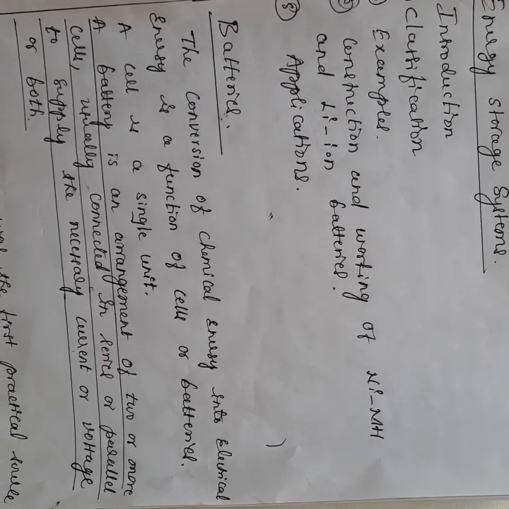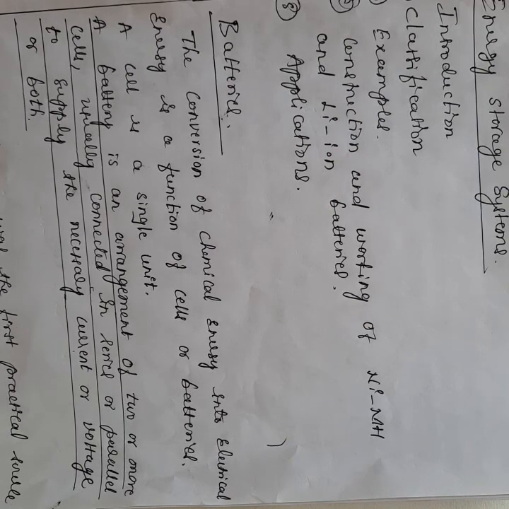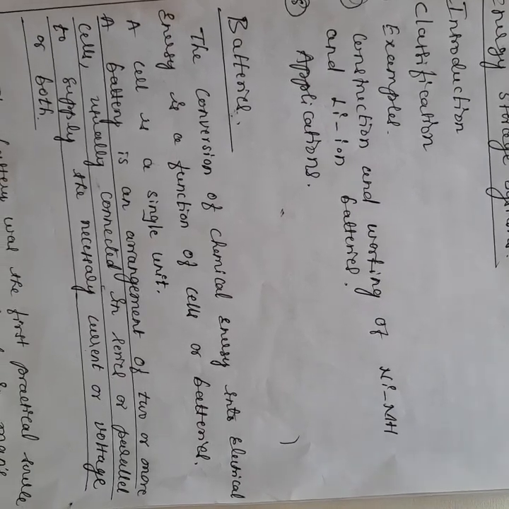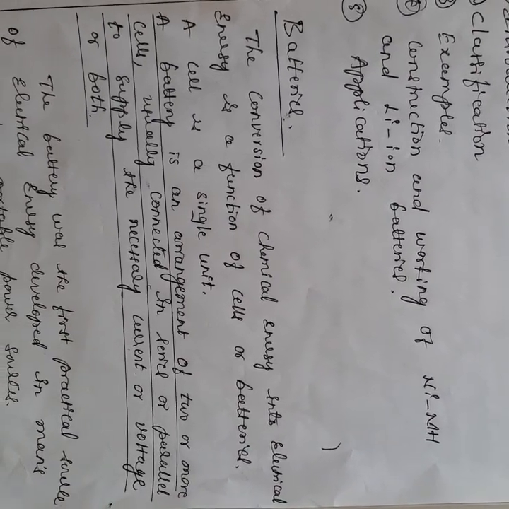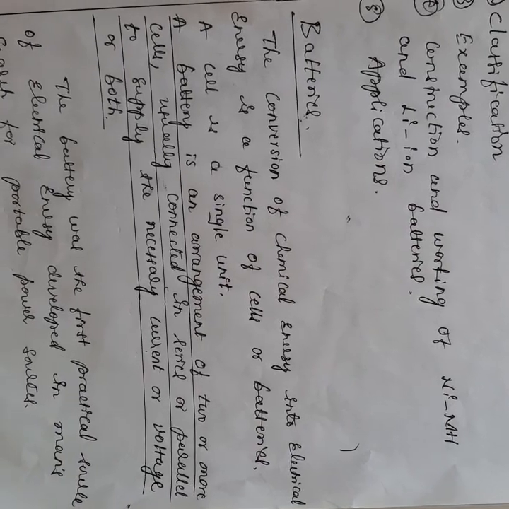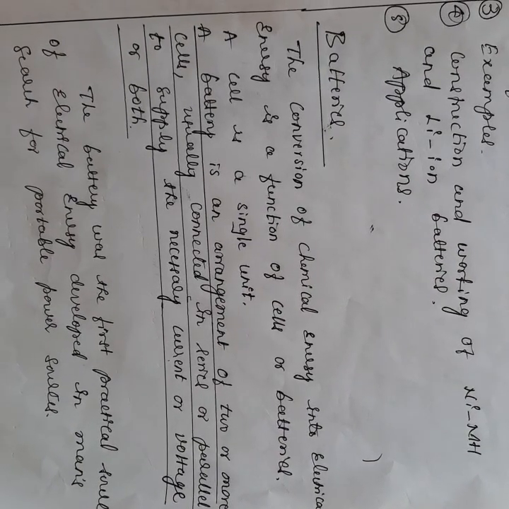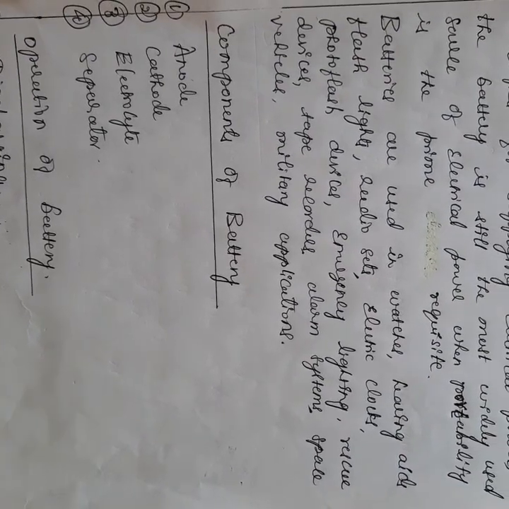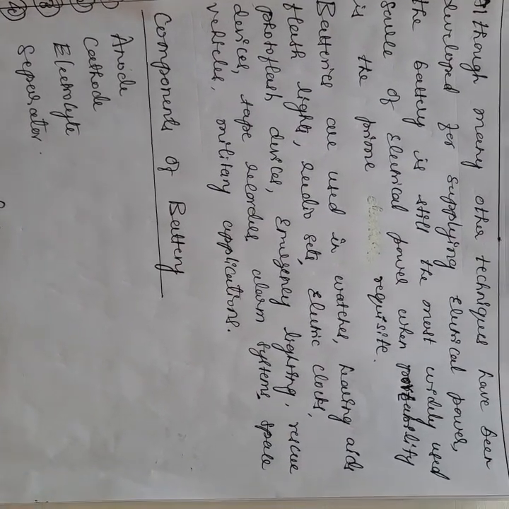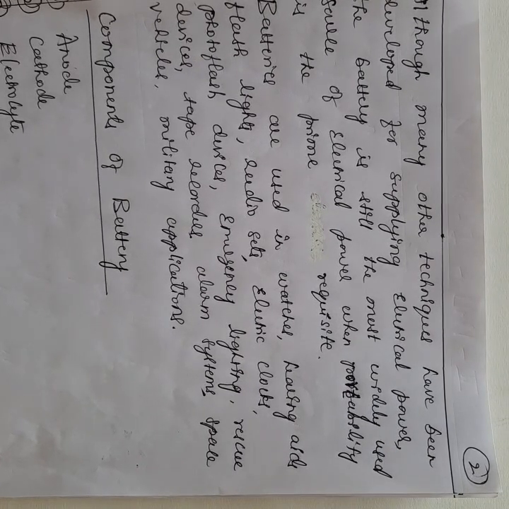The battery was the first practical source of electrical energy developed when man searched for portable power sources. From the battery we are getting electrical energy. So this is the first portable power source. Although many other techniques have been developed for supplying electric power, the battery is still the most widely used source of electrical power when portability is the prime requisite.